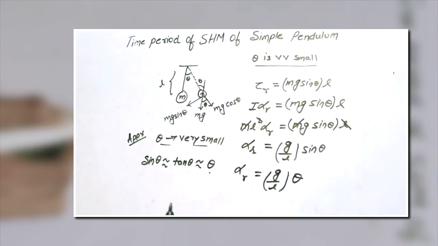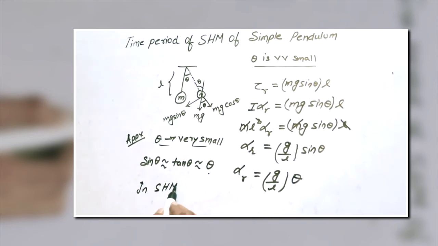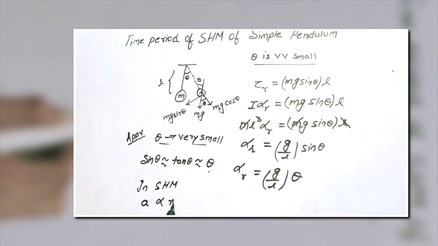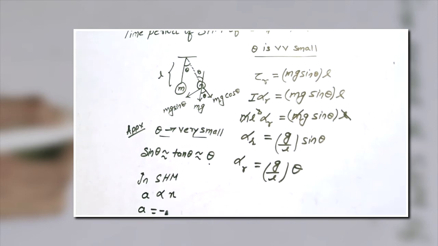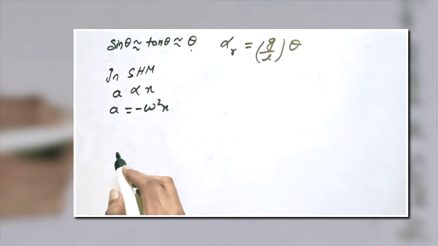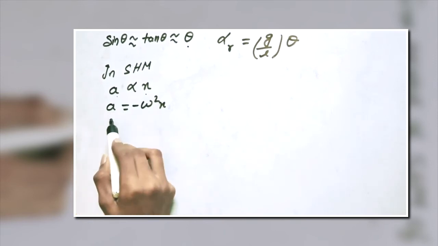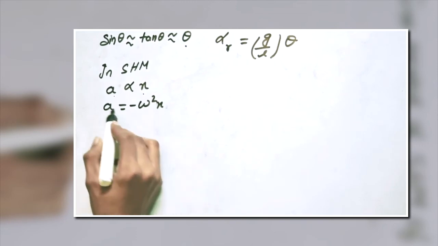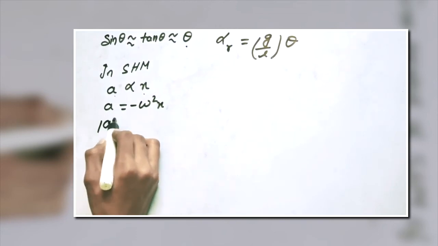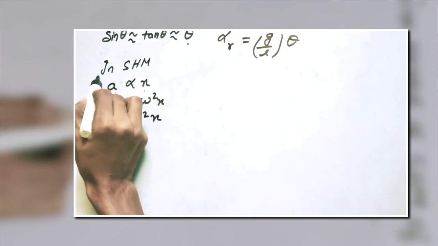Now one thing you must know: in simple SHM, that is in linear SHM, you had acceleration directly proportional to x. You have acceleration is equal to minus omega square x, or the magnitude of a is equal to omega square x. So this is in simple SHM.